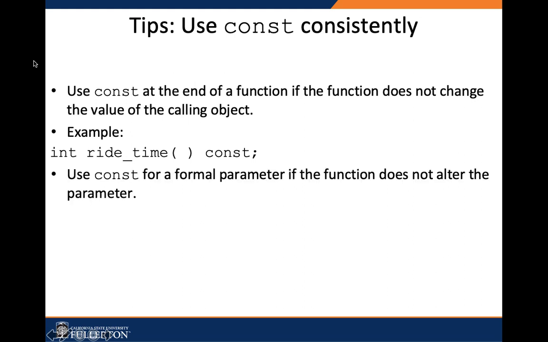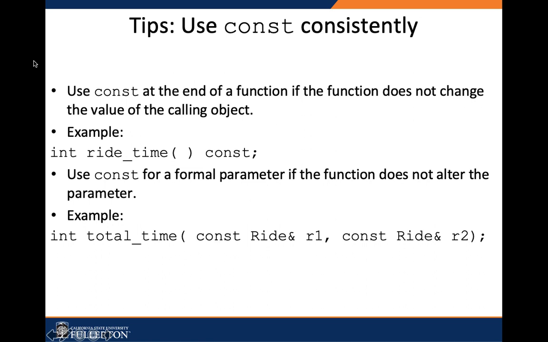You can also use const for a formal parameter if the function does not alter the parameter. For example, for total time, which will be the total time of write 1 and the total time of write 2, we have two arguments, write 1 and write 2. These are objects of class write, and these are const objects. Therefore, the function total time can have const objects because these objects will not be changed inside the function total time.